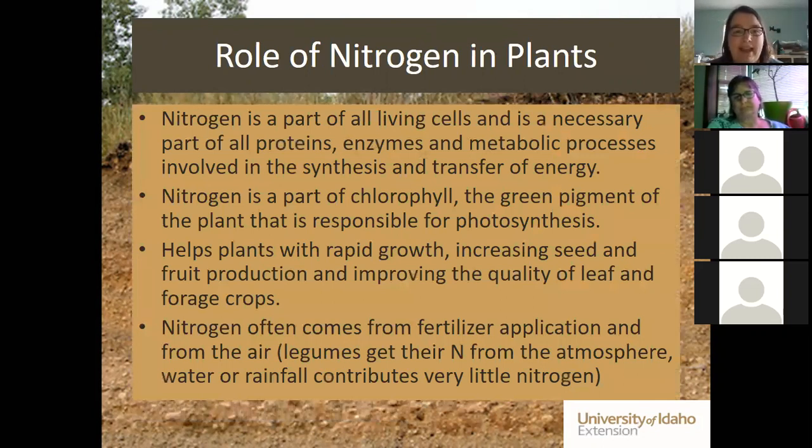So, the role of nitrogen in plants: there's basically nothing nitrogen doesn't do in a plant. That's why it's such a huge nutrient. It's part of all living cells, a necessary part of all proteins, enzymes, and metabolic processes, and involved in the synthesis and transfer of energy. It's part of chlorophyll, the green pigment responsible for photosynthesis. It helps plants with rapid growth, increasing seed and fruit production, and improving the quality of leaf and forage crops. It often comes from fertilizer application and from the air. Legumes can get their nitrogen from air. So there's a lot of things a plant needs nitrogen for.